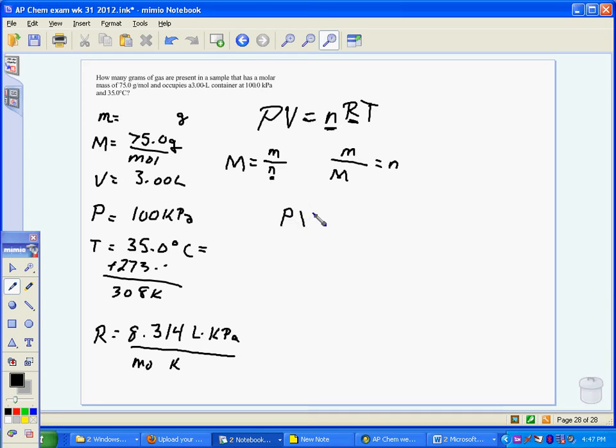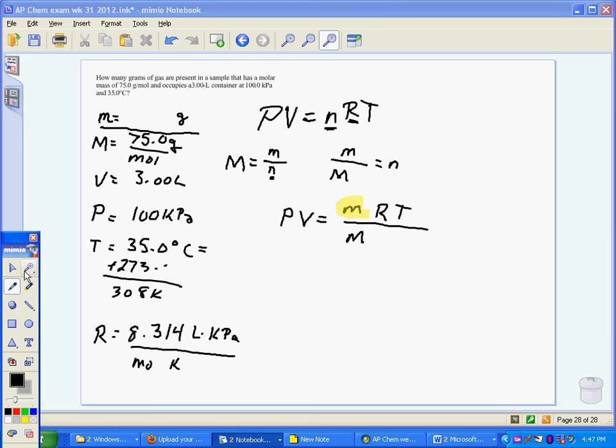PV equals little m over big M times R times T. Alright, now got a lot of stuff here, so let me look back at the problem and figure out what in the world am I solving for. And I'm solving for little m, my mass in grams. So I'm just going to take my equation here and I'm going to manipulate it to where I solve exactly what I need.